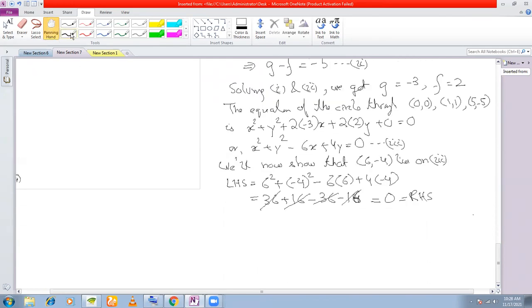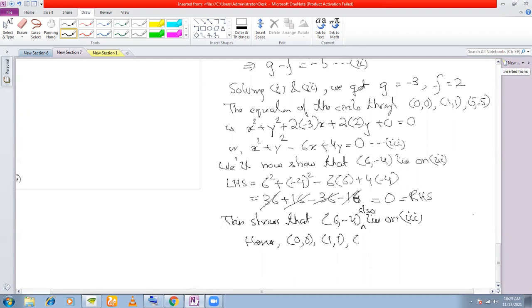That is, this shows that 6 minus 4 also lies on 3. Hence, the origin, 1 1, 5 minus 5, and 6 minus 4 are concyclic points. Okay, that's it.